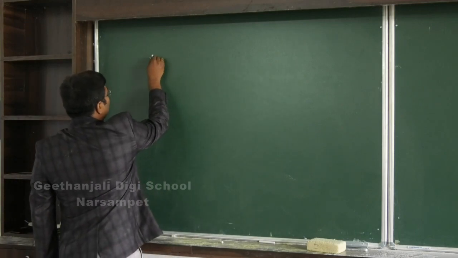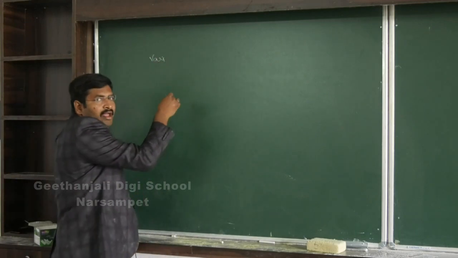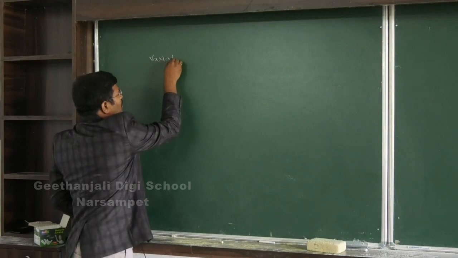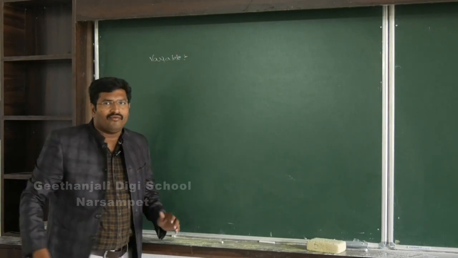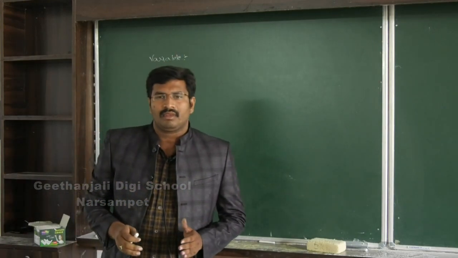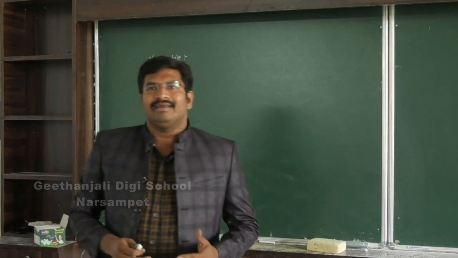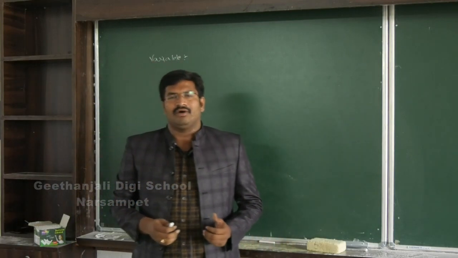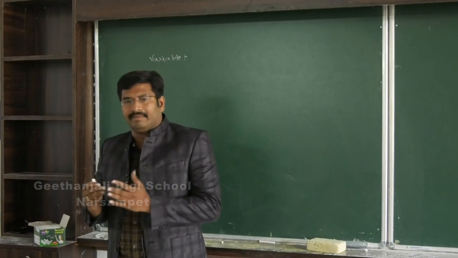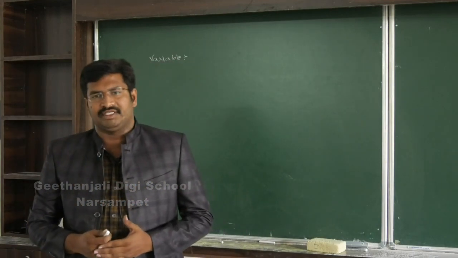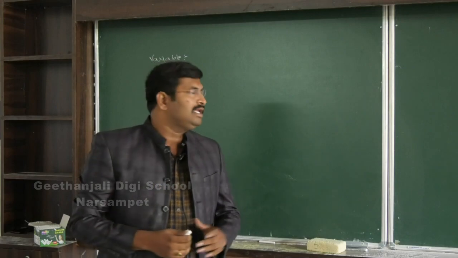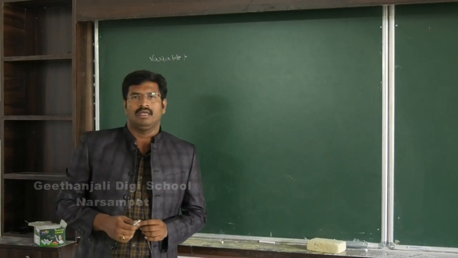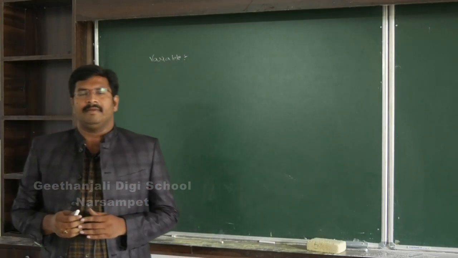See, what is the variable? Children, we'll see what is the variable. From 6th standard onwards, you are learning this terminology in algebra: variable, constant, term, expression, equation. So you will see what is the variable, the exact definition.